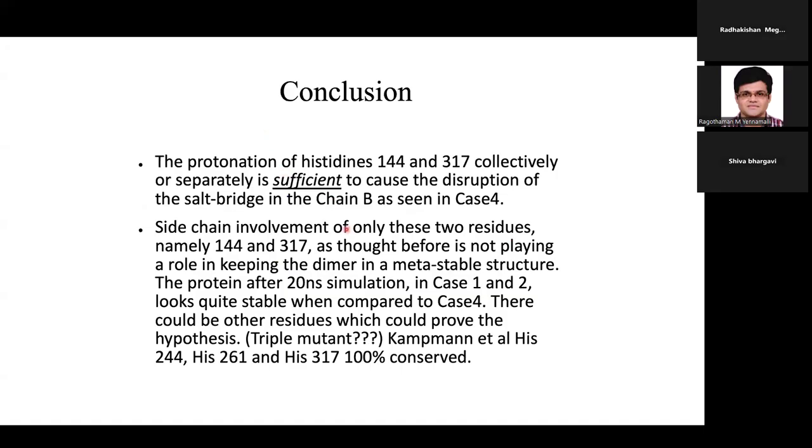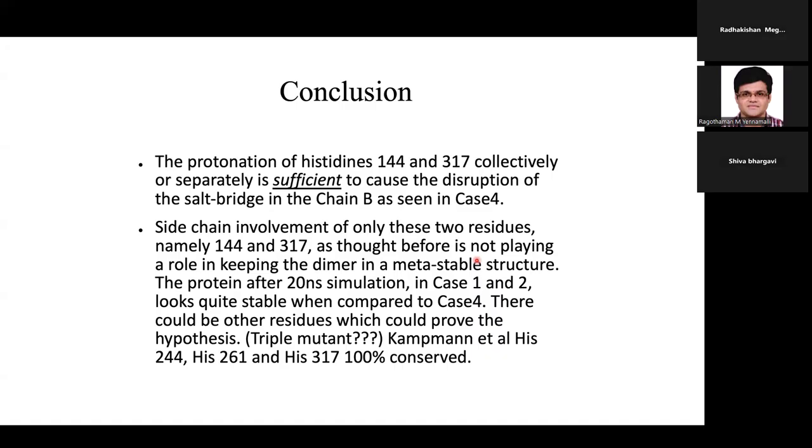bridge in chain B. And the 20 nanosecond simulation gave us good enough data that the dimer is in a metastable structure, meaning that it is just waiting for the protonation, or to be in a low pH environment, and it starts undergoing a conformational change.